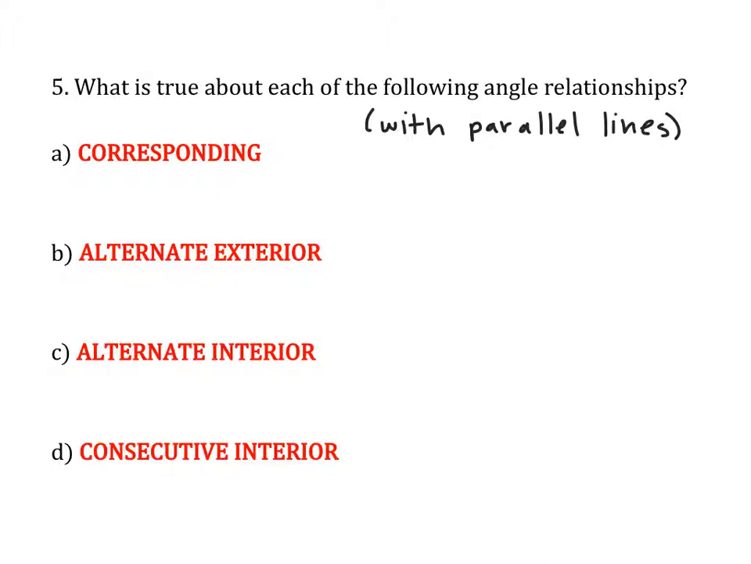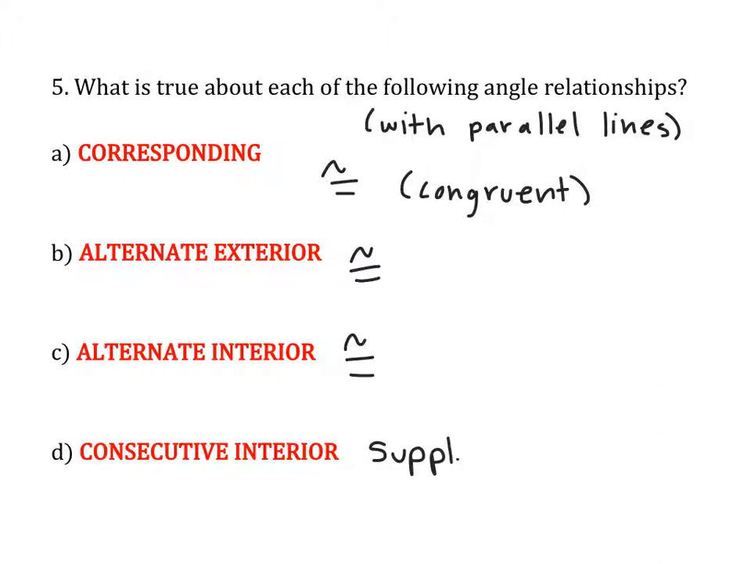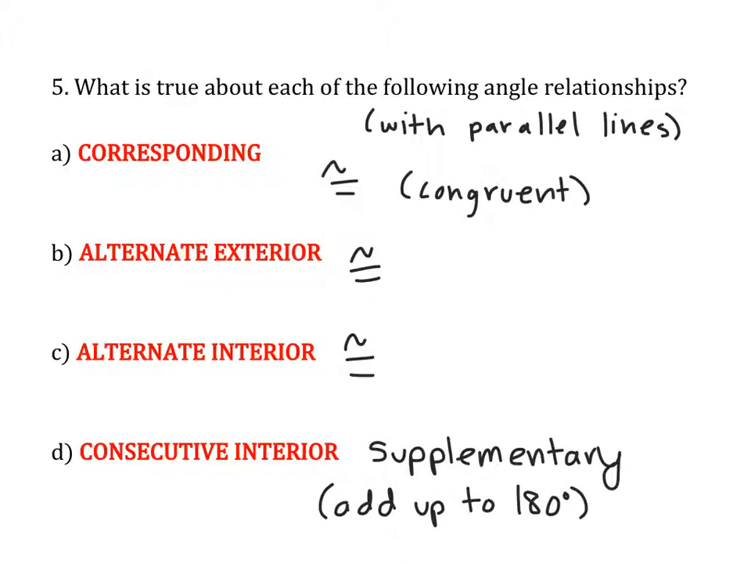So corresponding angles with parallel lines are always going to be congruent. So remember that symbol means congruent, which means equal. Alternate exterior angles are always going to be congruent. Alternate interior angles are also going to be congruent. Consecutive interior ones are the only ones that are different. These angles are going to be supplementary, which means that they add up to 180 degrees. So that's the one to watch out for. That's the only one that's different.